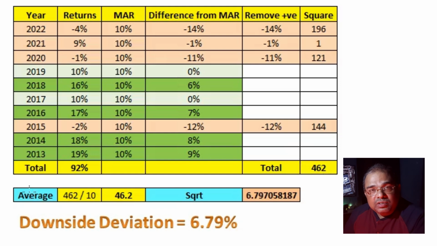You find an average which brings the value to 46.2, and then you find a square root of that, which is 6.79%, which is the downward deviation of your portfolio.